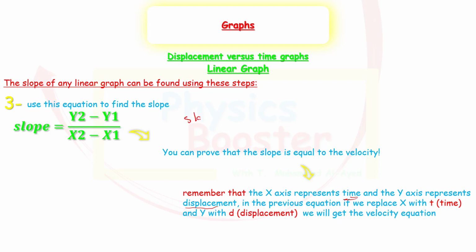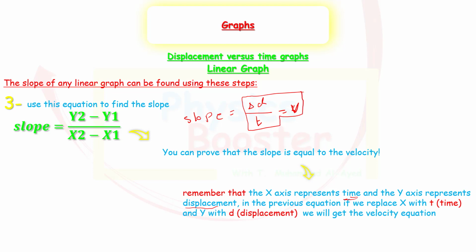So slope is equal to the change in the y-axis. The change in the y-axis means delta d. And x2 minus x1 is the time axis, so it's delta d over t. So simply delta d over t, we know that it is equal to the velocity, okay? So in other words, we just proved that the slope is equal to the velocity.